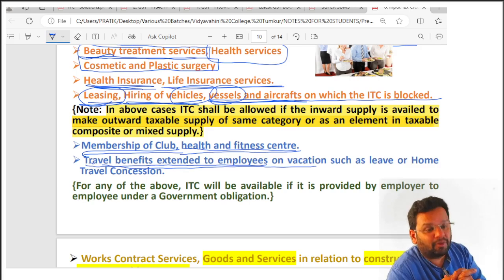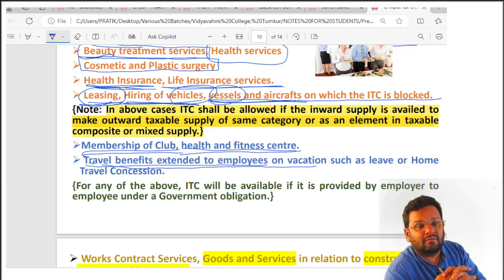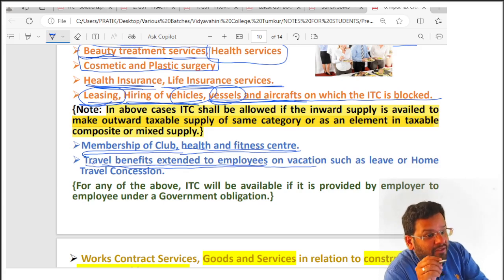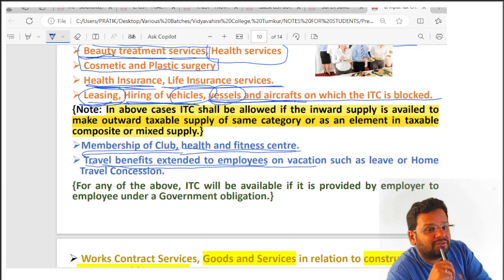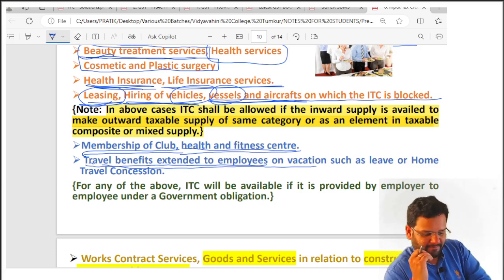Read properly. What is the point? Travel benefits extended to employees on vacation. Can you circle the word vacation? Now tell me, is this for business or is this for personal? It is for personal benefit of employee. Even though company is reimbursing this, company cannot take ITC. Clear?